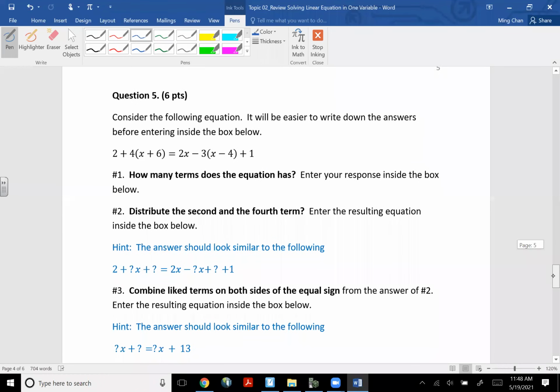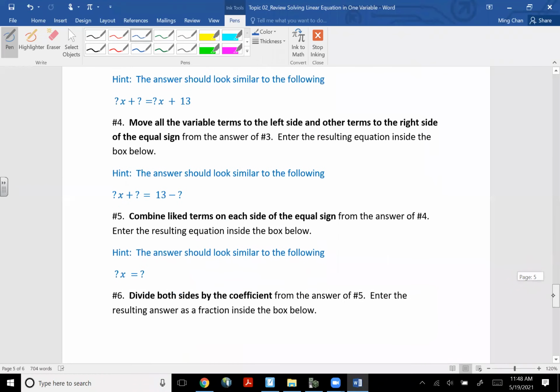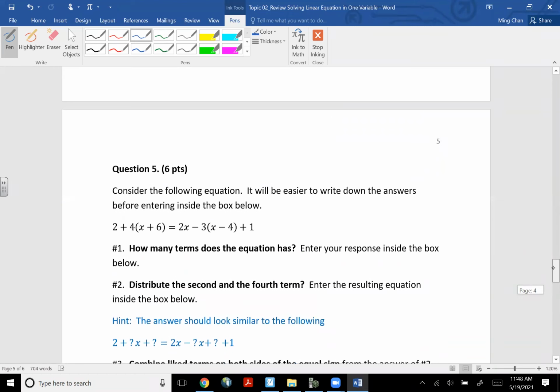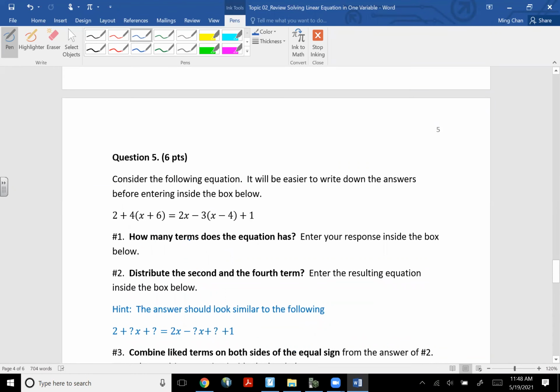Question number 5. I have 6 steps here, so it'll be a lot easier if you write down the answer before you key it in. Question number 1: how many terms does the equation have? Use addition and subtraction signs outside the parentheses to identify how many terms. That's number 1.